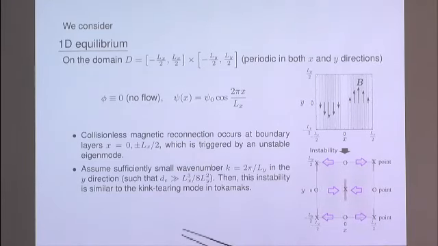And I will assume the wave number in the y direction, k, is sufficiently small. More rigorously, it must satisfy this condition. Then this linear instability is similar to the kink-tearing mode in tokamak. So I will focus on this small wave number regime.